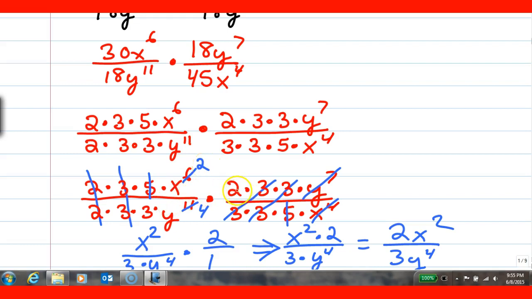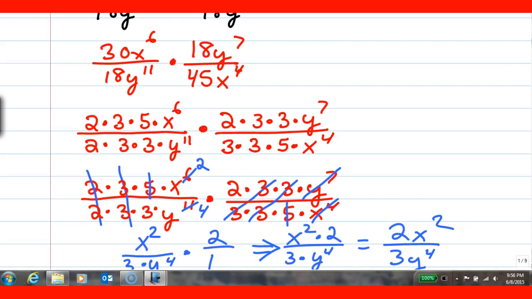Moving over, I have another 2 here, but I don't have any 2's left anywhere in the bottom, so I can't take that 2. But then I run into another 3. I can take a 3 to a 3 in the bottom, and this 3 to another 3 in the bottom. And now I'm over to the y to the 7th. I look in the bottom, I have y's down here. I have 11 on the bottom and 7 on the top. So I can cross out all 7 on top. On the bottom, I'll cross out that 11. I'm subtracting 7 from 11, it leaves me with 4.